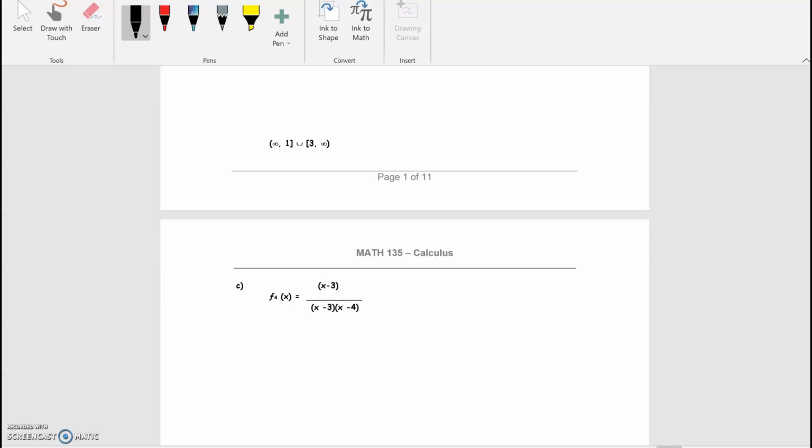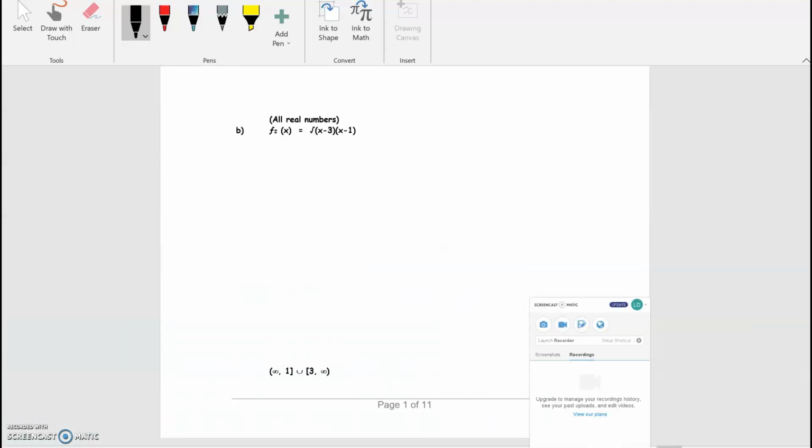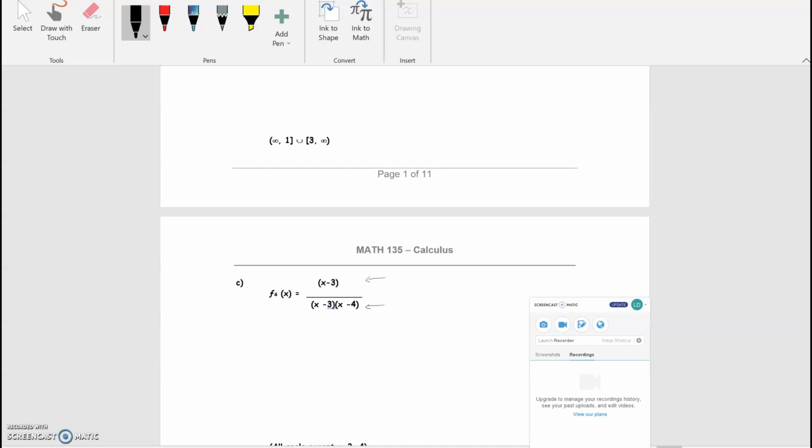So when we find the domain of rational functions, a rational function is a polynomial in the numerator over a polynomial in the denominator. So when we find the domain of such a function, all we need to do is think about what makes the denominator equal to 0. And when we solve this equation, we get x equals 3 and x equals 4.